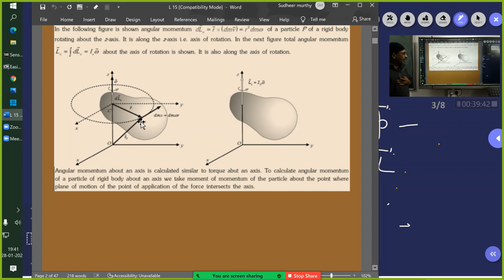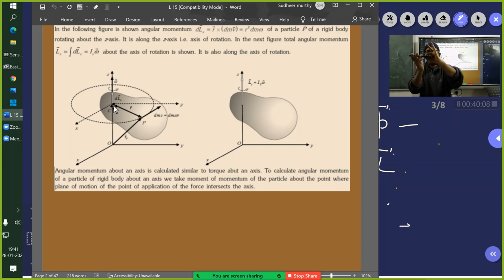So the angular momentum of this particle P, which is a part of a rigid body. The important thing is this rigid body is rotating about this point C.